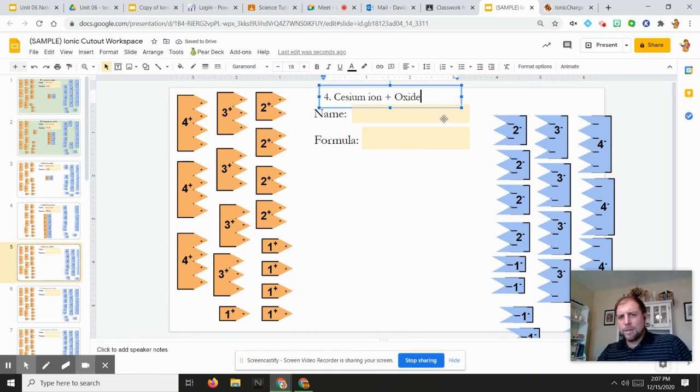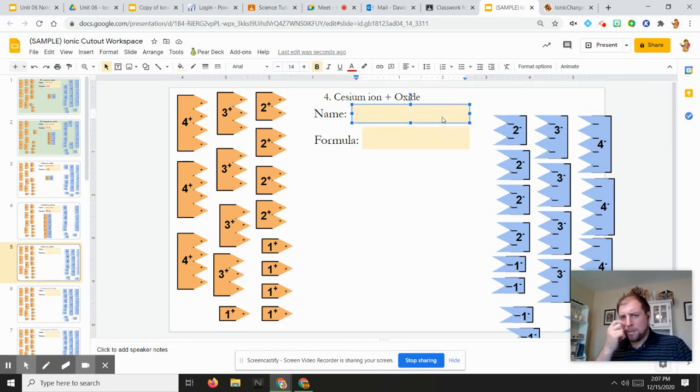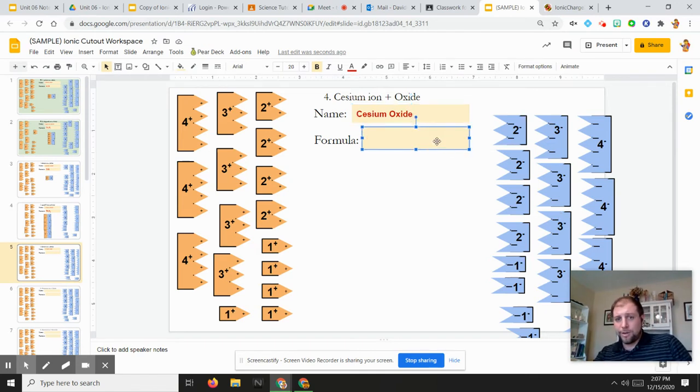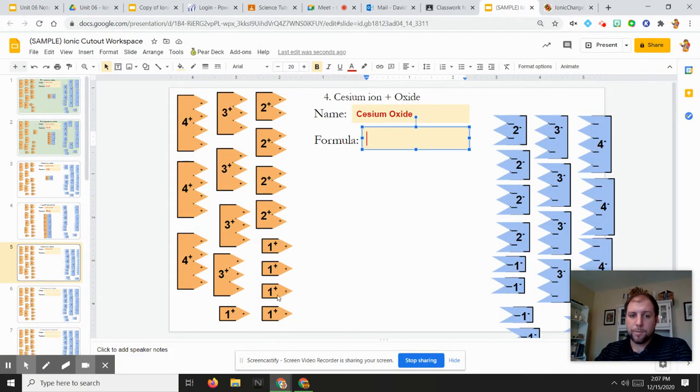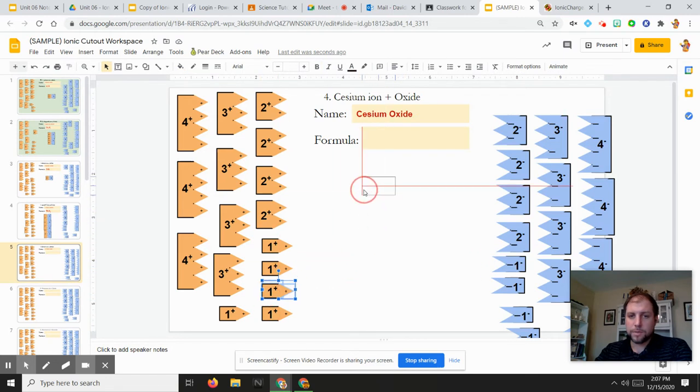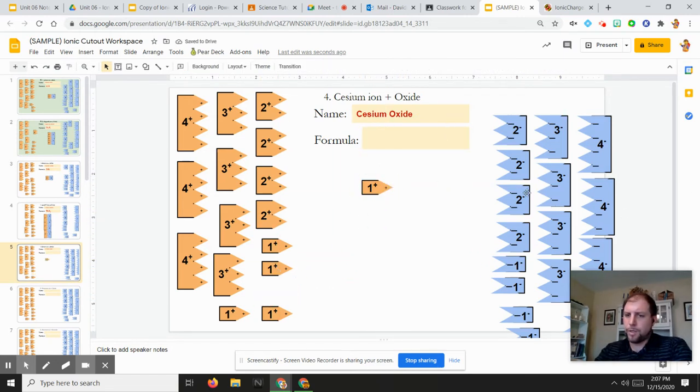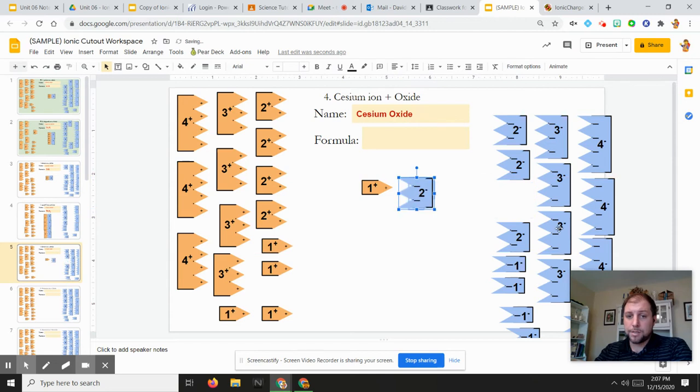Let's try another one. Cesium ions and oxide. How are they going to combine together? Well, the name, first of all, is just cesium oxide. I think you get the point. The name is just the first guy and the second guy smashed together. Don't get creative here. Creativity is not your friend here. Now let's figure out what the charges of these guys are. Cesium is +1. It's in that first column. So I'm going to grab myself a +1. Here we go. Oxide, we've worked with it previously on this sheet. It's a 2 minus.